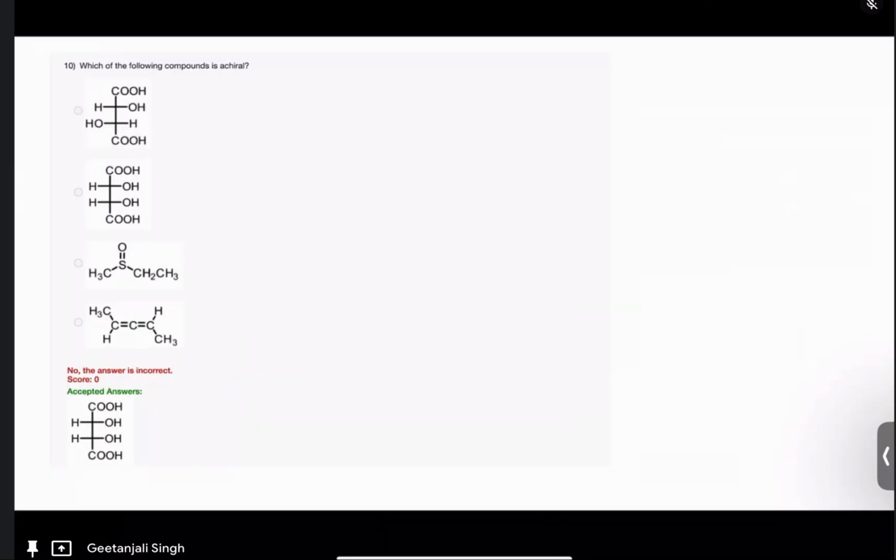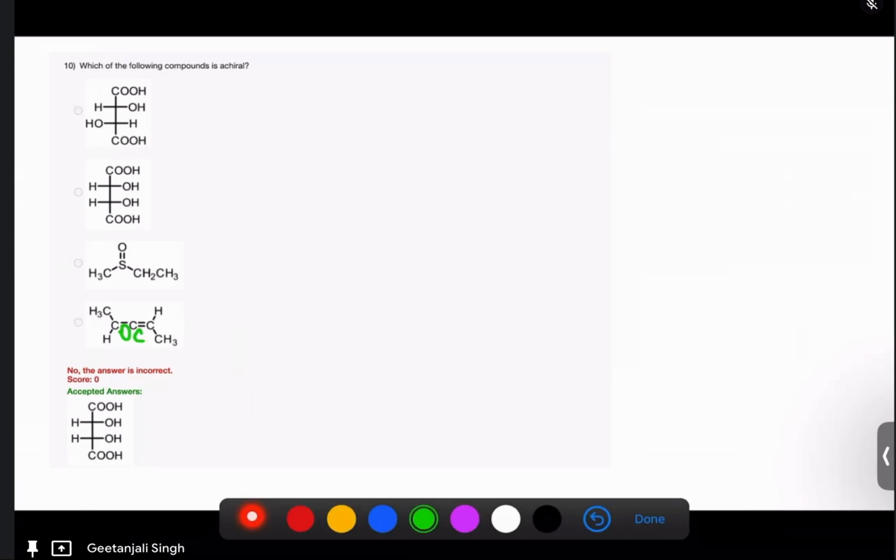It's a simple trick when you talk about allenes. You say odd, even, and if it was odd and then it was CH3, then it would have a plane of symmetry, because then you could pass through it. But that's not the case here. It's just odd, even, so there is no plane of symmetry here. You can see a plane of symmetry only in the second one, so that's the correct answer.